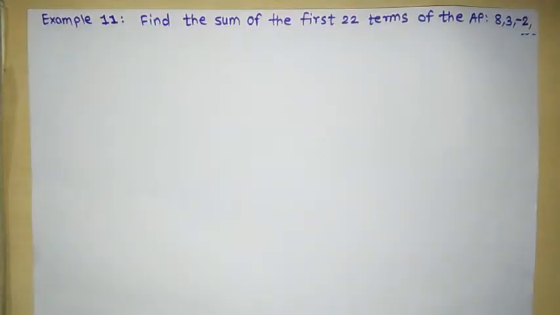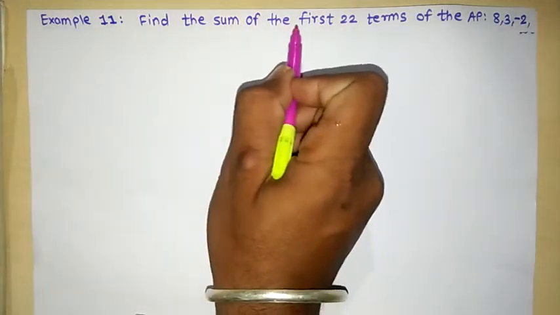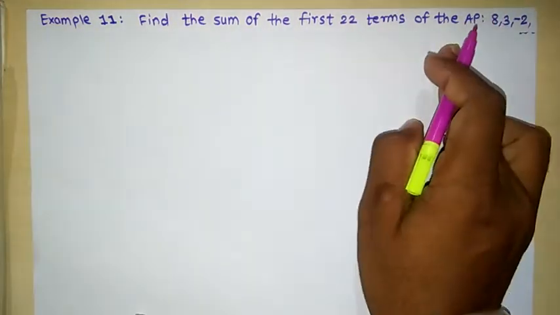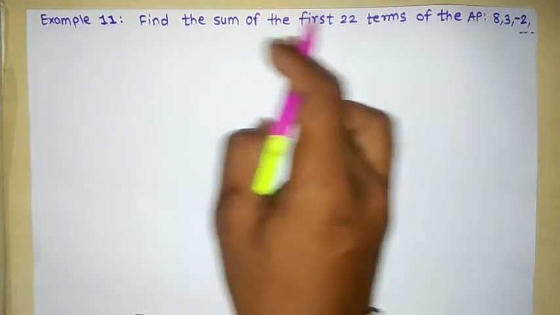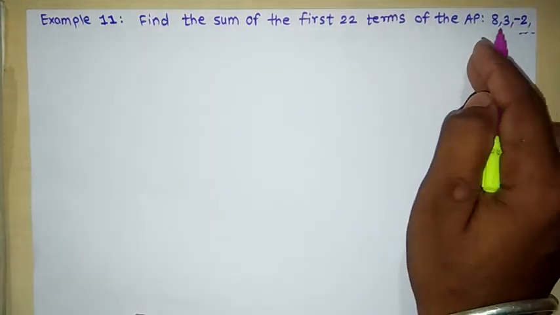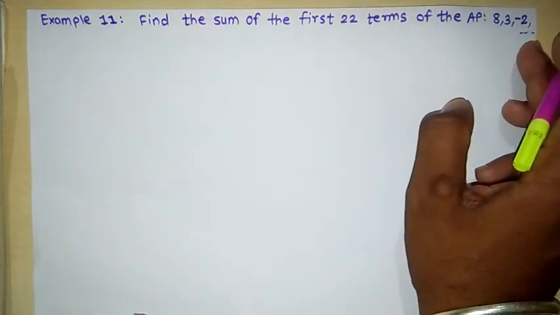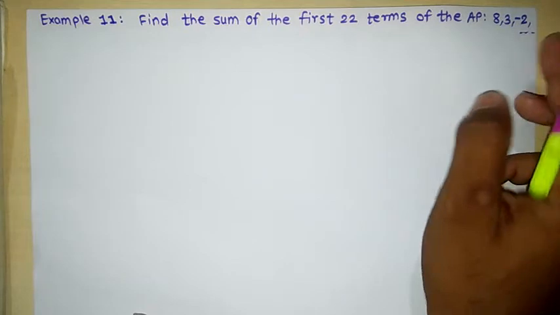Now we will see example number 11. In example number 11, what do we have to find? See here. Find the sum of the first 22 terms of the AP. The AP is given as 8, 3, minus 2, and so on. This is the AP given. We have to find the sum of the first 22 terms.